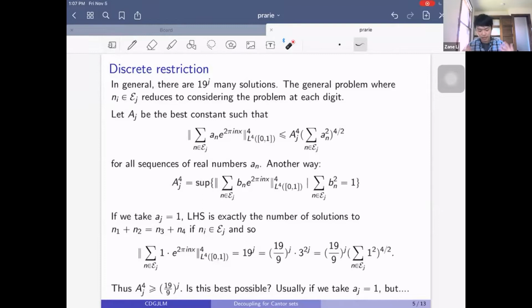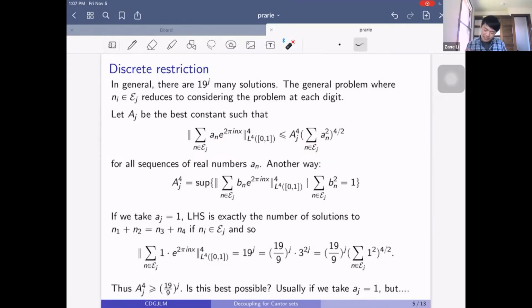let's start generalizing the problem. Okay, so I'm going to let a_j be the best constant that I can put here for all sequences a_n. So what is this inequality? This inequality says I have this exponential sum. This exponential sum is indexed by the elliptic integers. These are indexed by the integers that are 0, 1, 2, base 10, and they have j digits. Okay, and basically a_j measures how much does it cost to force square root cancellation to happen on the left-hand side. Okay, and a_j is the best constant to put there.